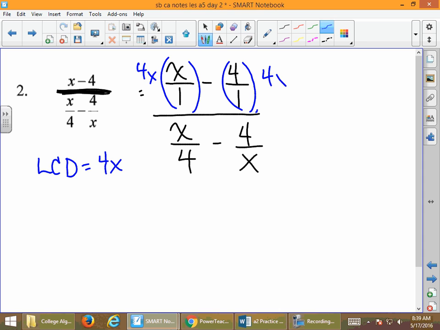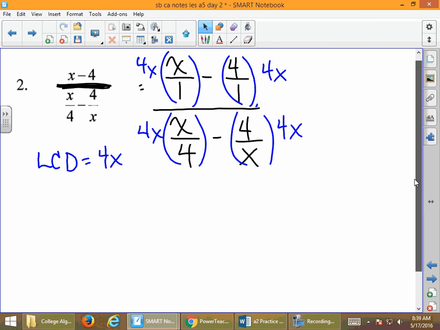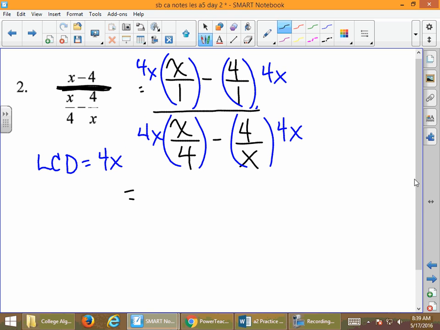4 times 4x. But we have to multiply all of the parts of the fraction. We're going to multiply this by 4x, and we're going to multiply this by 4x also. And the thing is, we don't really need the 1 in the denominator, but now that we have all of this, 4x times x is 4x squared. Minus 4 times 4x, which is 16x.